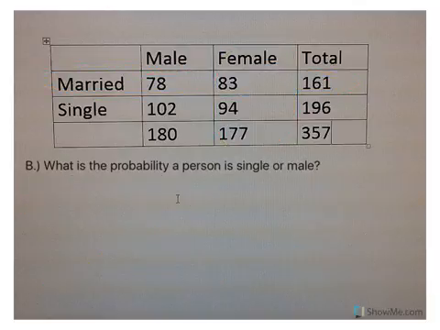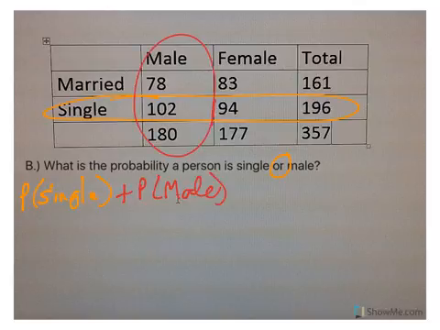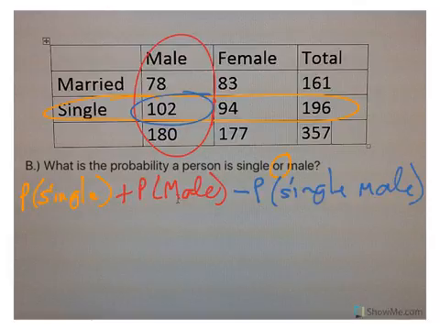Part B. What is the probability a person is single or male? So again, we're dealing with an or problem. So the probability of being single in orange, plus the probability of being male, that's here, and subtract the overlap, which is the probability of being a single male.